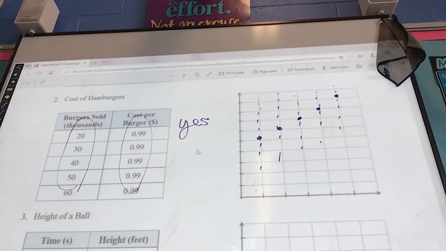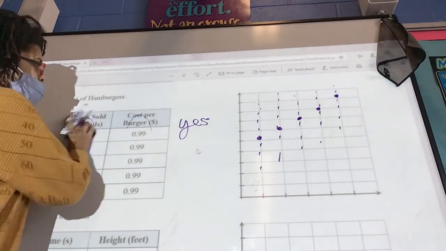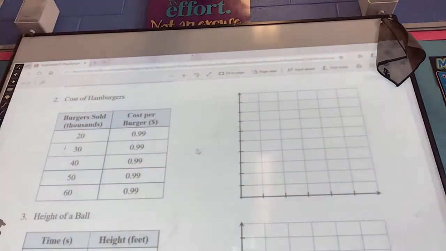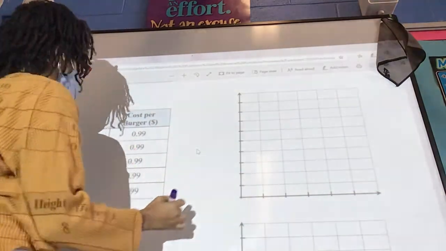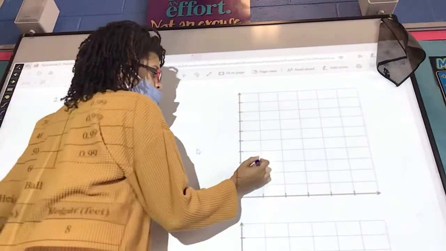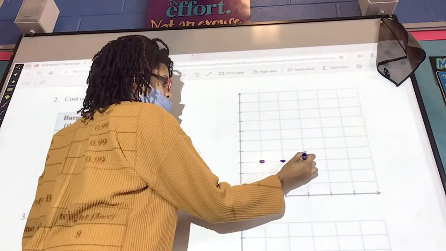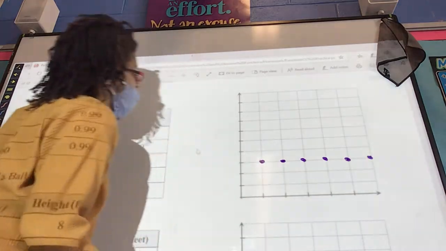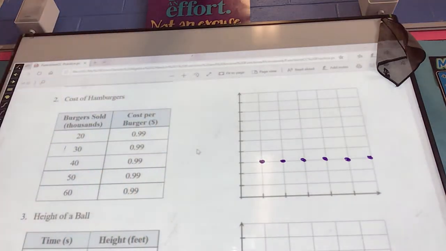The next one, a little bit different. So it goes up, okay. So 20 is 99, 30 is 99, 40 is 99, 50 is 99. Is this a function? No. Why not? They don't have their own value, okay.